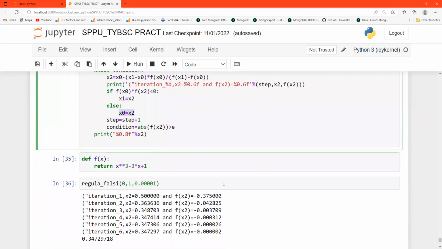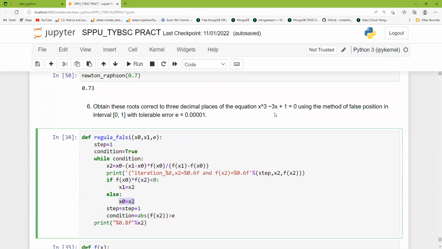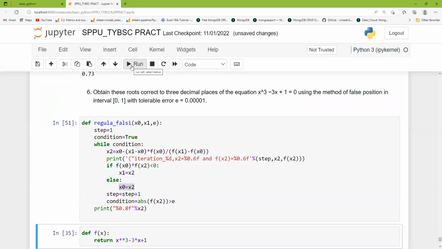So I'm defining the function now. For this one, I want the function. So what is our function, guys? Our function is x cube minus 3x plus 1. So I am running this function. It's run. Now I'm defining this function. Let us see, x cube minus 3x plus 1, and I run this cell also.